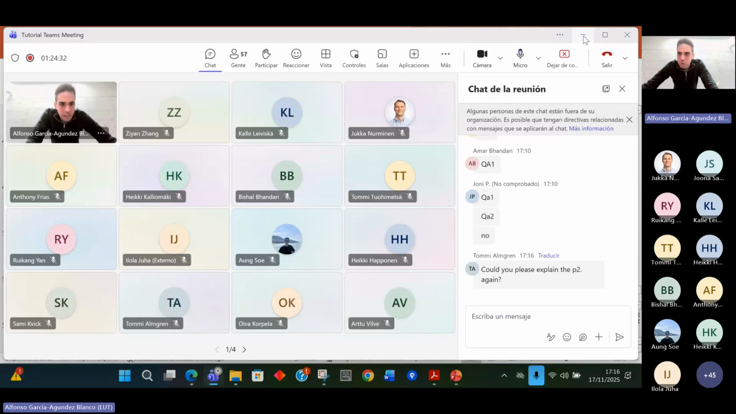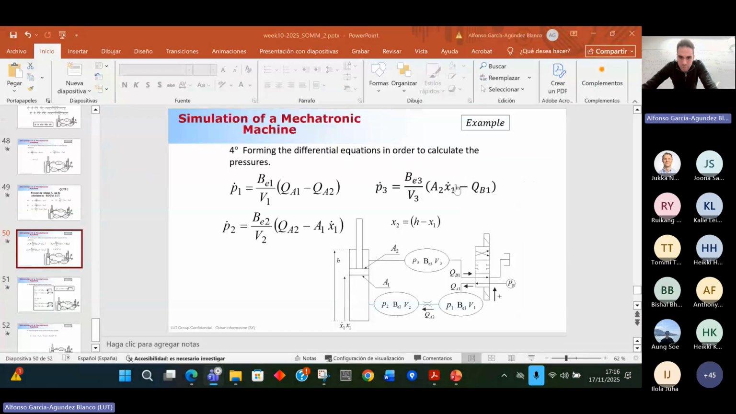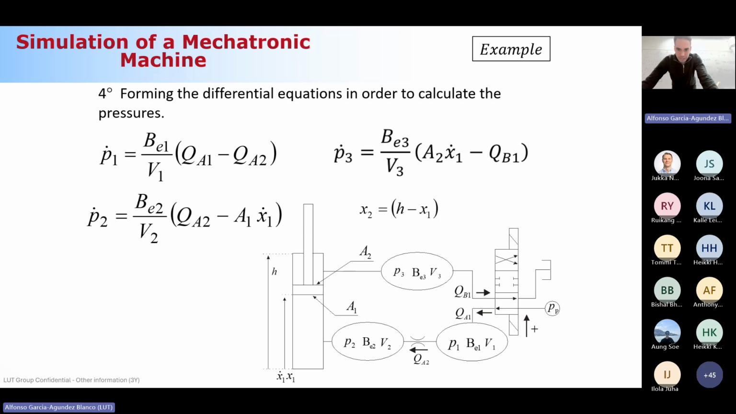What in particular do you need, Tommy, in the explanation of P2? Basically in P2, in the differential equation for P2, for the second pressure, the incoming flow is QA2, so I write it with a plus. I don't have outcoming flow because you can see that we are assuming that we have no leakage and no volumetric flow rate coming out. And this term comes from the time derivative of the control volume, okay? And this control volume is V2, which is A1 times X1. So the time derivative is A1 times X1 dot, okay?